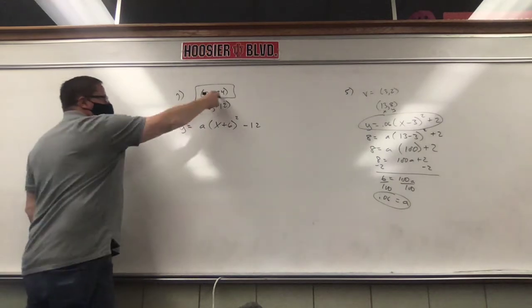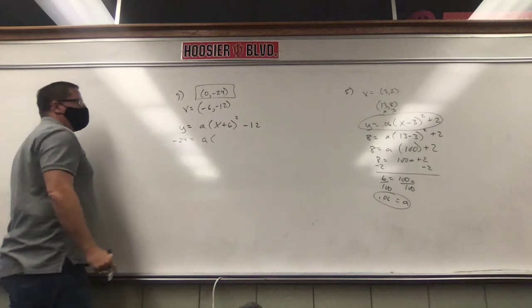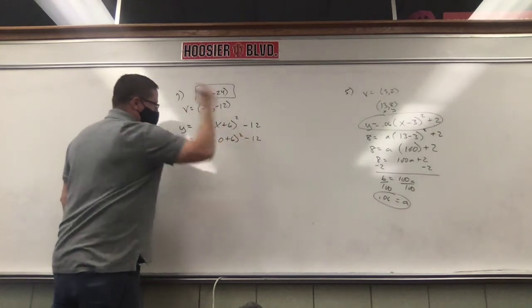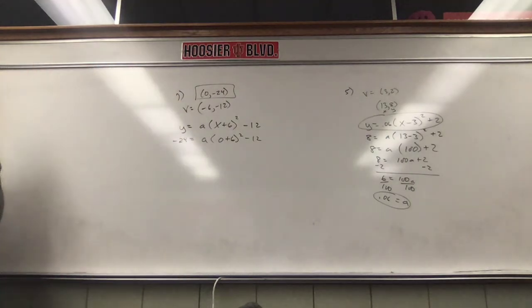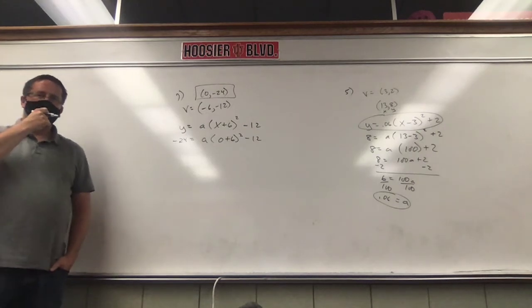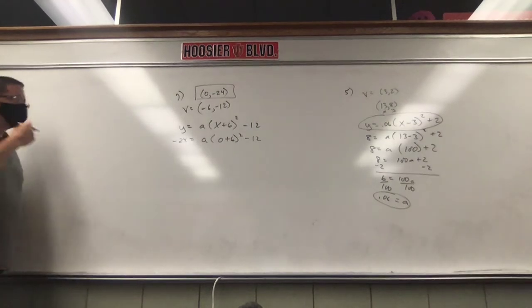So we still have to use this other point. Our y value is negative 24. A is what we're trying to find out. X is 0 plus 6 squared, take away 12. So we put it in vertex form. And again, I said it once today, I want to say it again: when do you use vertex form? When you know the vertex. If they give you the vertex, use vertex form.